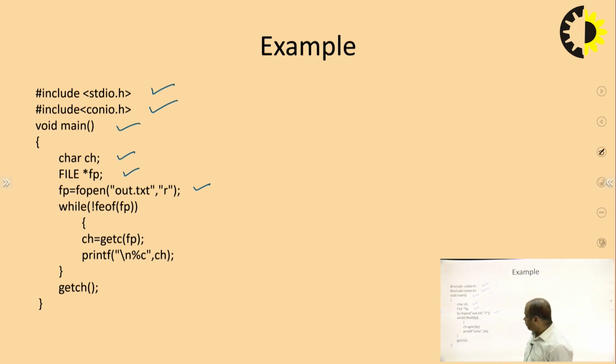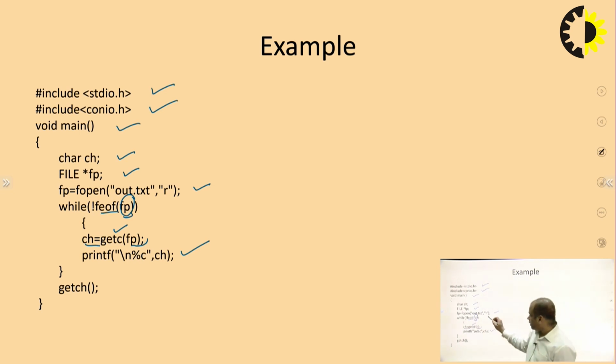Now until the end of the file is encountered, what happens? End of file means the file pointer reaches the end. Until it is encountered, we have to read the whole file. So what do we use? Character type. We use the getc function for the file pointer. Each call will return each character one by one, and we are going to print that character. So the whole file will be read character by character.